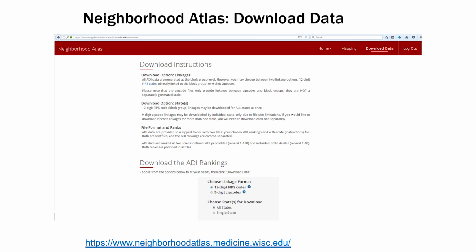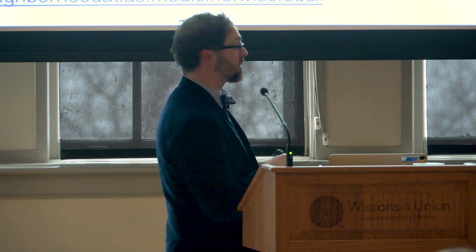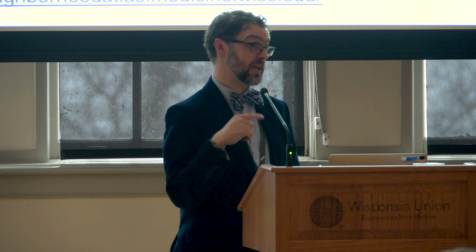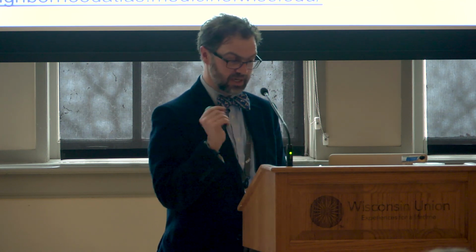There's a quick download page that you have. You do have to sign up for an account just so we know who you are. But other than that, you can get data at the 12-digit FIPS or the 9-digit zip codes. The one catch is if you want the 9-digit zip codes and you want all 50 states plus Puerto Rico, you have to download those individually. They're just too big. They're gigabytes of data, and we just can't package that up in one nice package like we can the 12-digit FIPS codes.